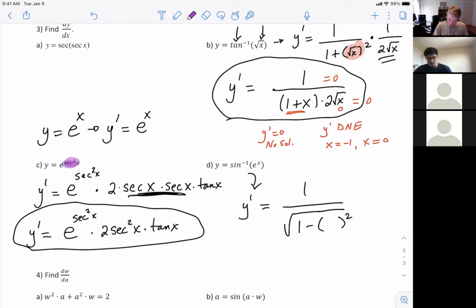And then whatever's in the parentheses right here, that's what has to go right here. So that's going to be e, whoops, I need a pen. Now it's going to be e to the x inside the parentheses. And then the chain rule goes, all right, now it's time for the e to the x. Take the derivative of e to the x, which is e to the x.